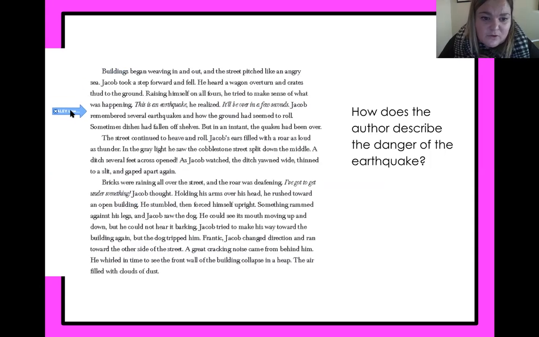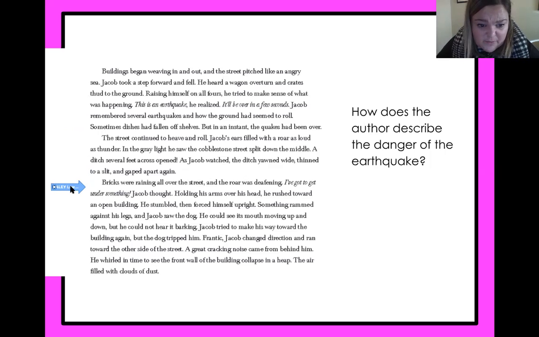Jacob remembered several earthquakes and how the ground had seemed to roll. Sometimes dishes had fallen off shelves, but in an instant, the quakes had been over. The street continued to heave and roll. Jacob's ears filled with a roar as loud as thunder. In the gray light, he saw the cobblestone street split down the middle. A ditch several feet across opened. As Jacob watched, the ditch yawned wide, thinned to a slit, and gaped apart again. Bricks were raining all over the street, and the roar was deafening.